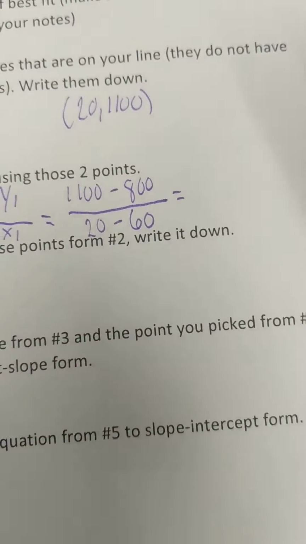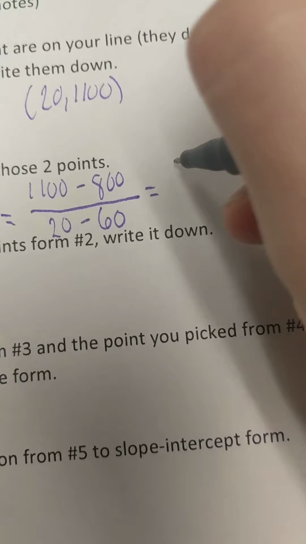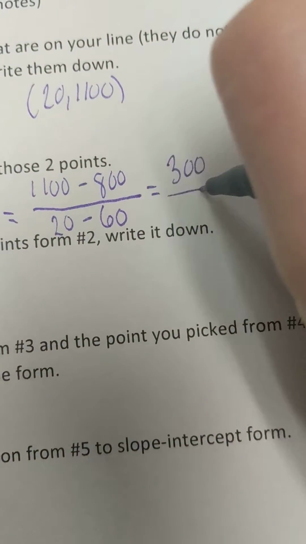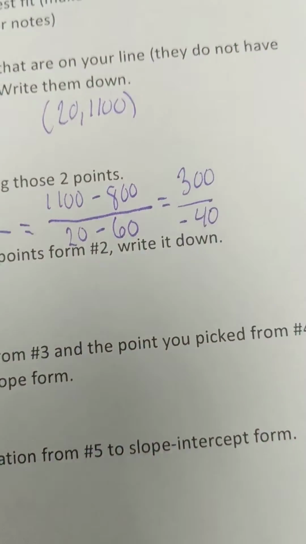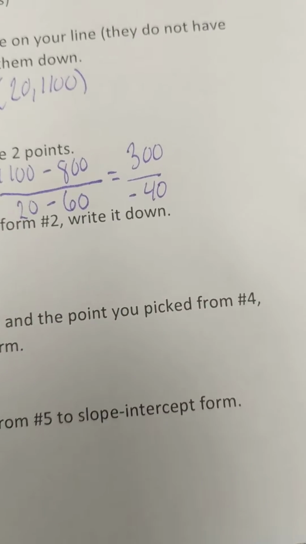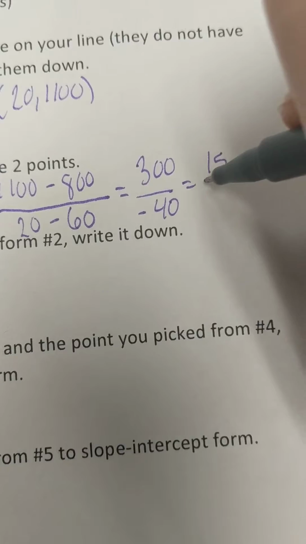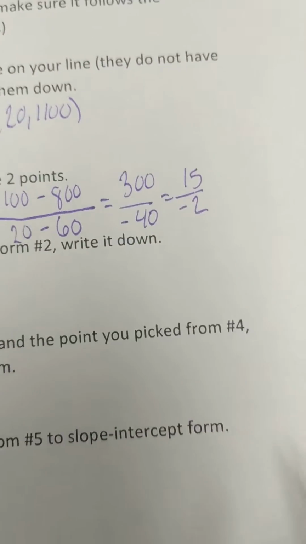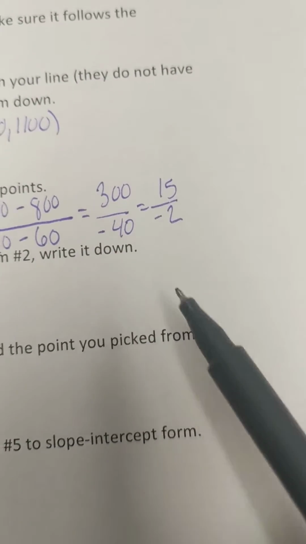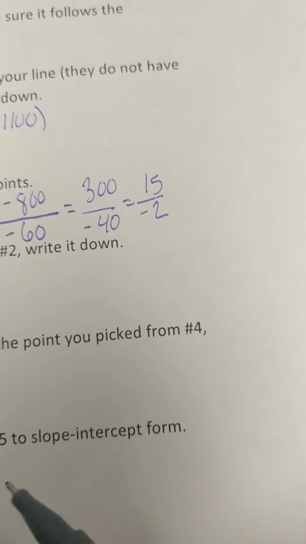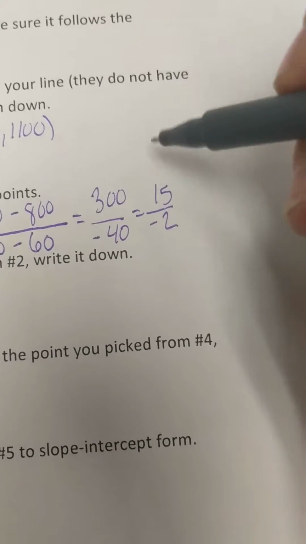On the top here, I get 300. And on the bottom, I get negative 40. Then from here, you want to make sure you reduce your fraction. So I get 15 over negative 2. Remember, that's the same as negative 15 over positive 2, or putting a negative out front and then 15 over 2. So there's my slope.